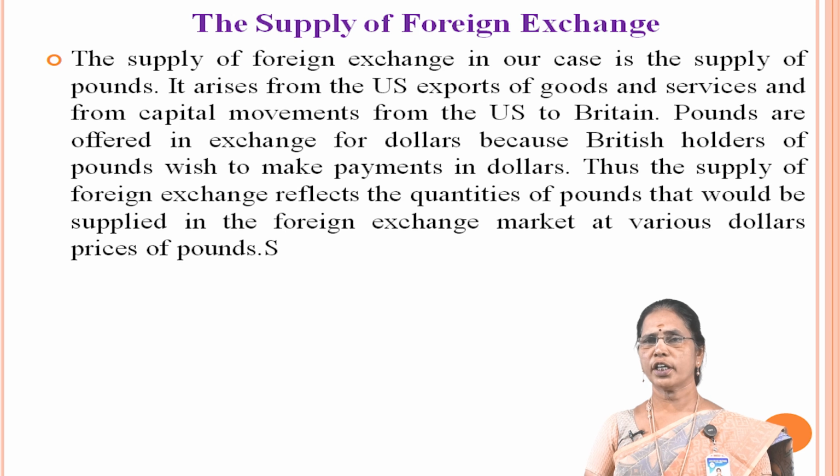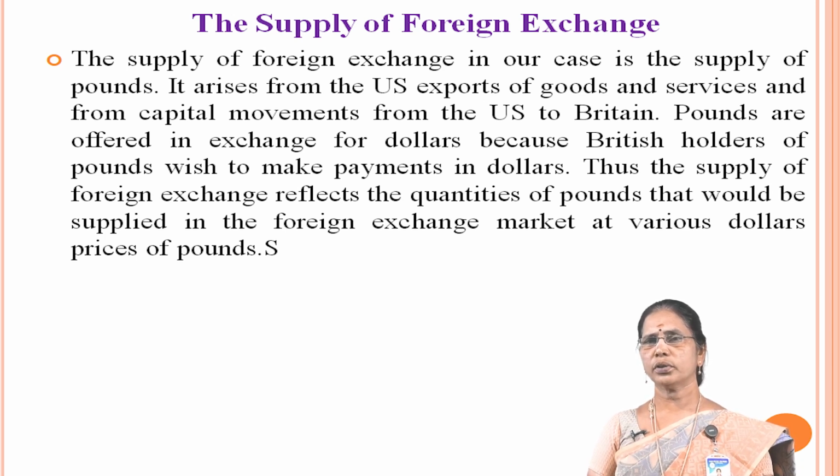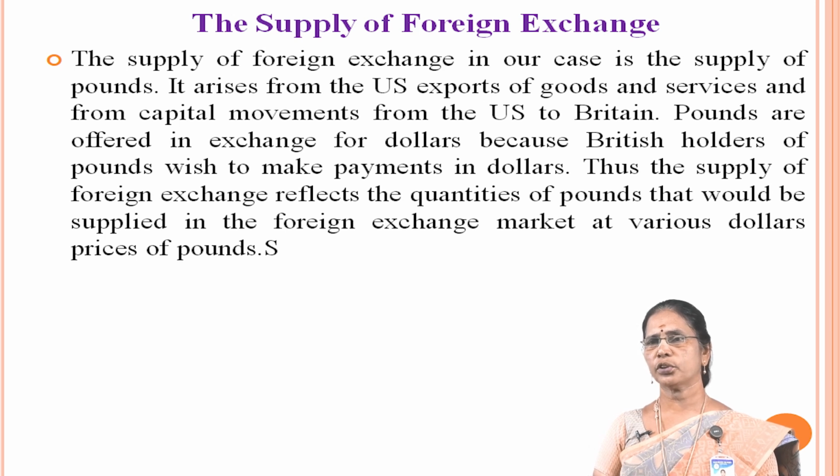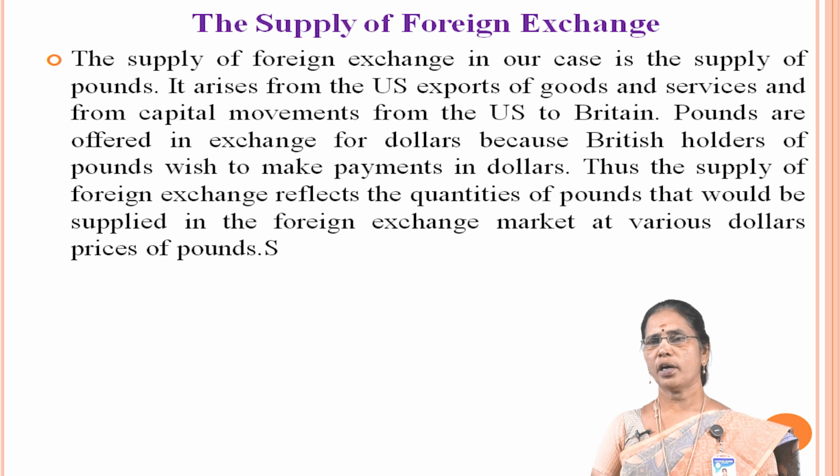The supply of foreign exchange. The supply of foreign exchange in our case is the supply of pounds. It arises from the US exports of goods and services and from capital movements from the US to Britain. Pounds are offered in exchange for dollars because British holders of bonds wish to make payments in dollars. Thus, the supply of foreign exchange reflects the quantities of pounds that would be supplied in the foreign exchange market at various dollar prices of pounds.